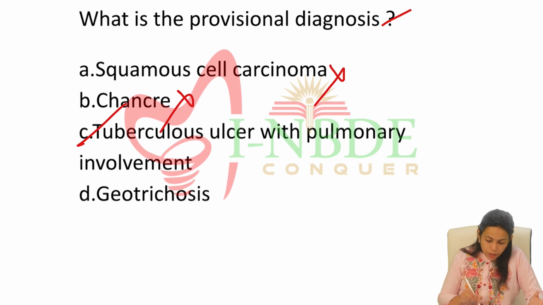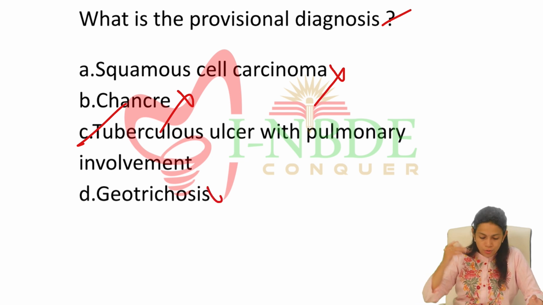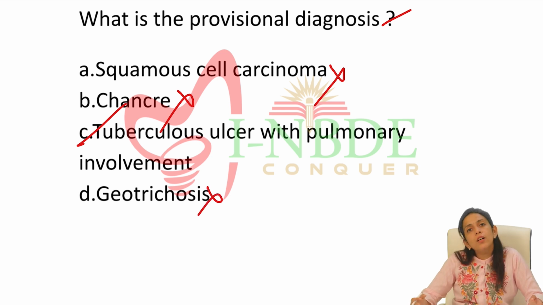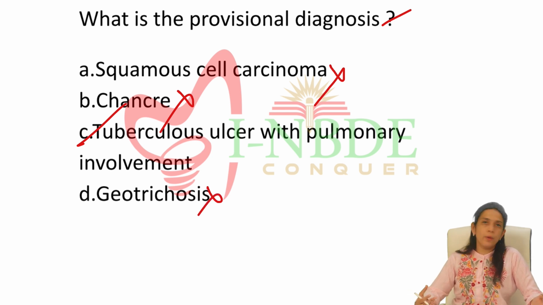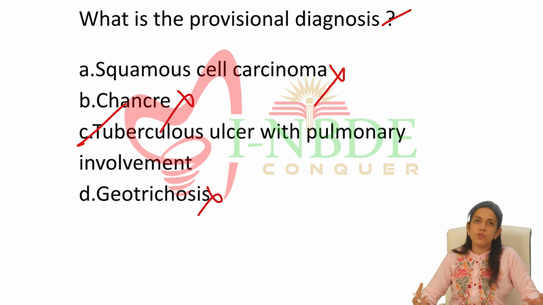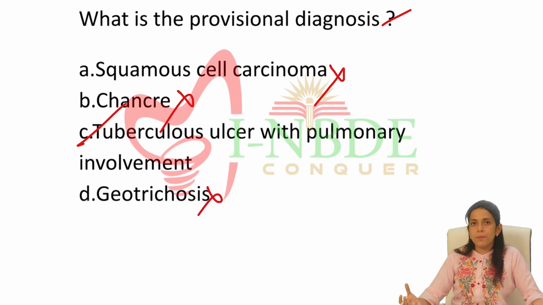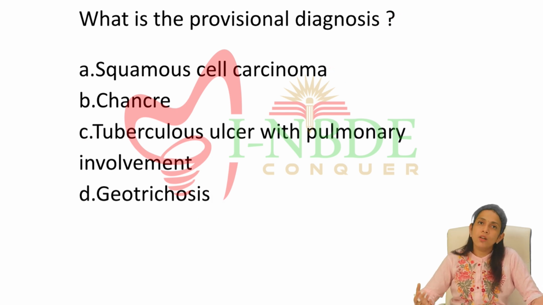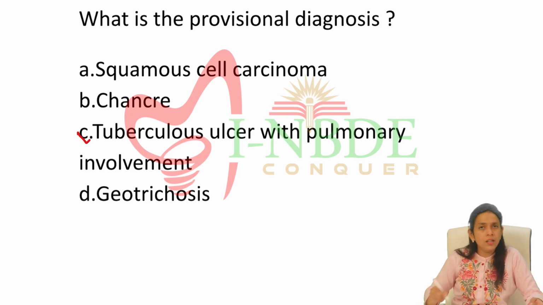Okay. Geotrichosis, no, because it will be like a patch. So obviously the straightforward answer for the options given in this particular question, where you can think of the provisional diagnosis of tuberculous ulcer. Obviously, there's a pulmonary involvement, there is fever, all these features are helping us to arrive at the answer. There is a bacterial pneumonia, right? So it's a straightforward answer. That is tuberculous ulcer with pulmonary involvement.